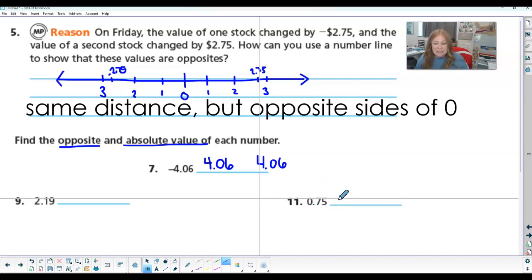So the opposite of 75 cents, or 0.75, 75 hundredths, is negative, because this is positive, so the opposite is negative. And then the value of it, how far away is it from 0, is just 75 hundredths. So opposites are changing their signs, and then values, though, are just telling the number usually as a positive. Let's go ahead and finish up anything on that and get that checked off.